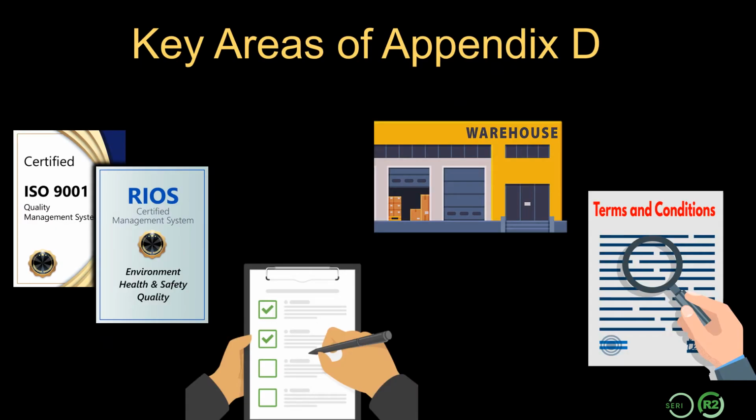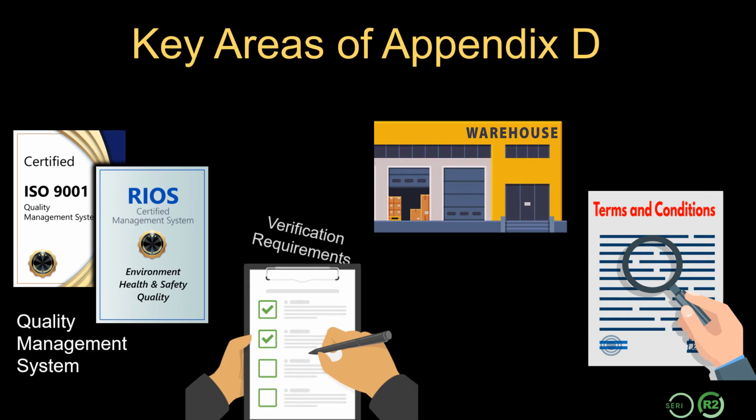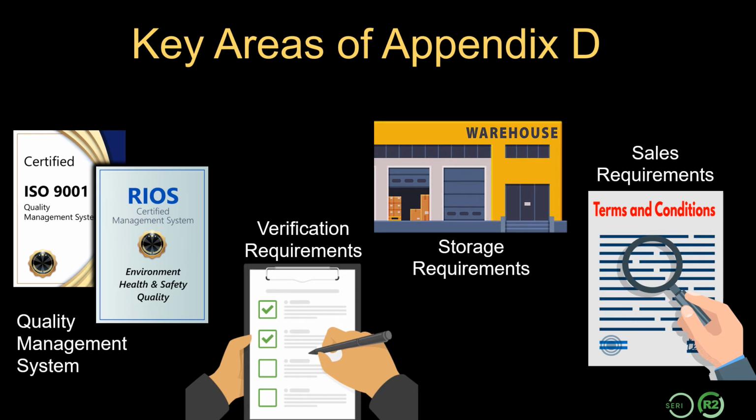Appendix D is divided into four main areas: quality management system, verification requirements, storage requirements, and sales requirements. These key areas are key to ensuring that specialty equipment that cannot be tested can still be legitimately reused under controlled conditions where equipment is verified and specific customer communications are in place.